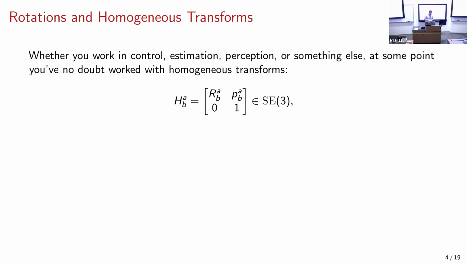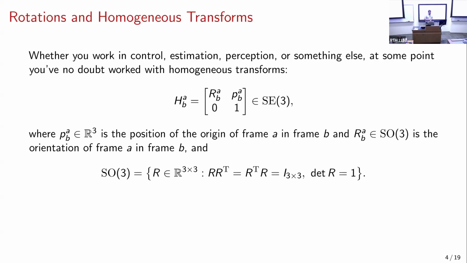So whether or not you work in control or estimation or perception or something completely different, no doubt you've seen homogeneous transforms at some point, right? Where we talk about how different coordinate frames in a robotic system are related according to their rotational and translational offsets. This overall homogeneous transform is made up of a positional offset between the frames and a rotational offset, and that rotational offset lives in this space of rotation matrices SO(3). And this should all be pretty familiar stuff.